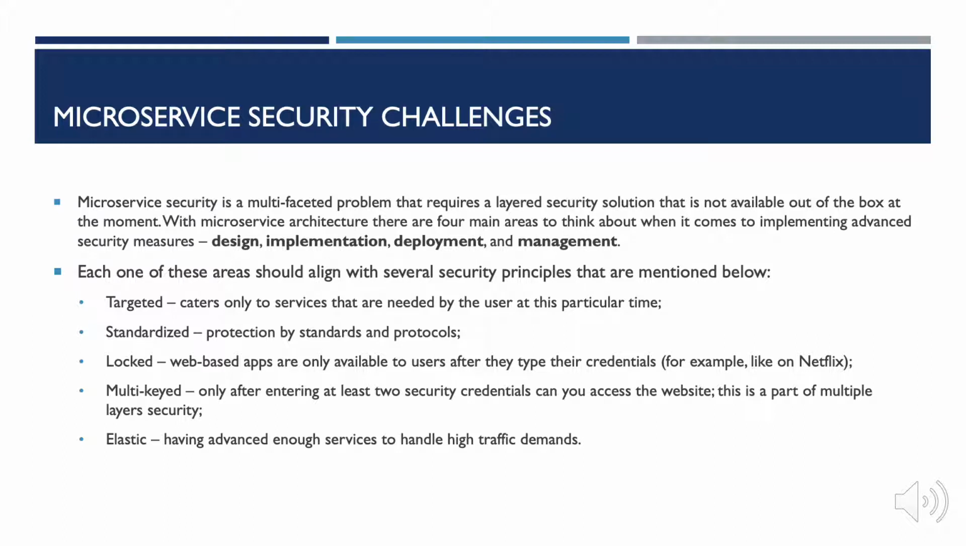When talking about microservice security challenges, as microservice applications are distributed in nature, it comes with its own complexity. With microservice architecture, there are 4 main areas to think about, which are design, implementation, deployment and management. For example, when talking about design, a specific microservice might need certain dependencies. So we need to make sure a standardized config file is maintained and declared in the code base.